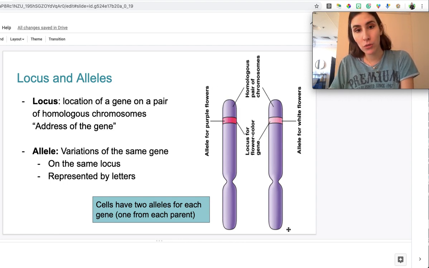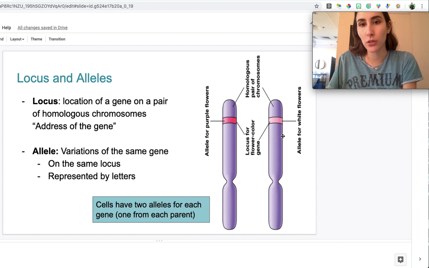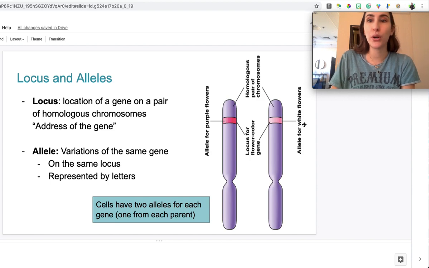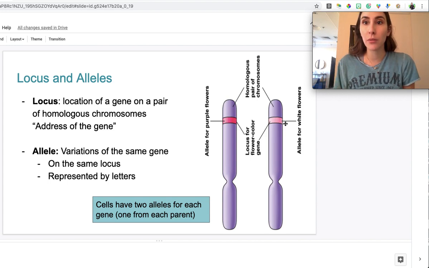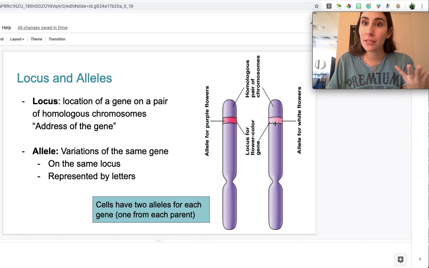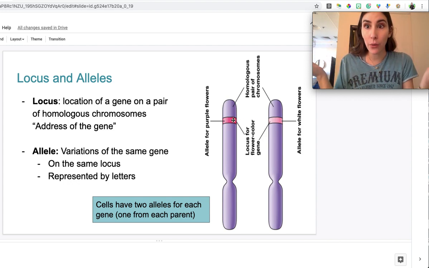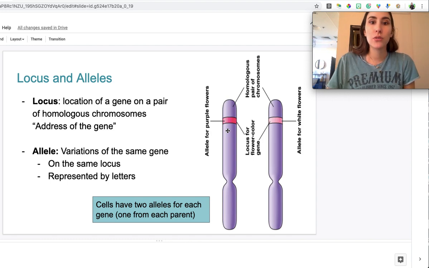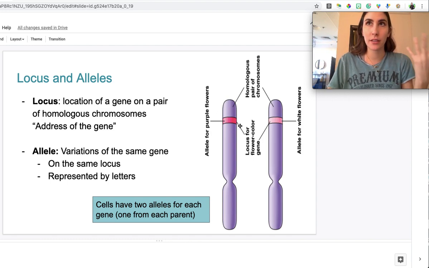The other homologous chromosome contains the gene for flower color, but here it's coding for white flowers. Notice that both of these genes that are responsible for determining the color of the flower are on the same location, the same locus. But because they came from two different flowers, a female and a male, let's assume, they come in two different varieties. So this one gives us the expression of a purple flower. This one gives us the expression of a white flower.